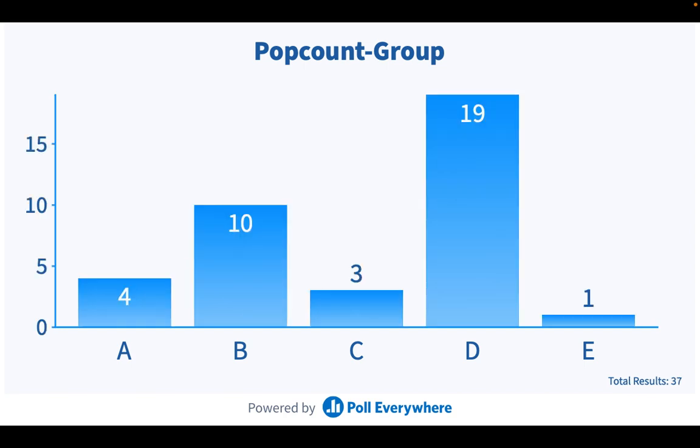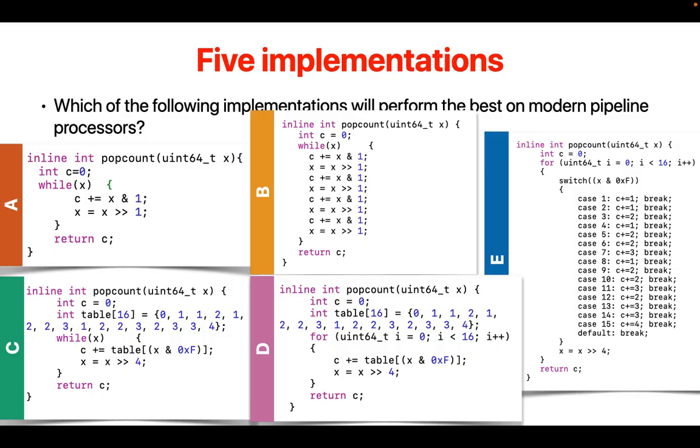We got more of you picking D, and a lot of you picking C. So, B. What do you think? What's an advocate of D? Can you tell me why? Constant loop bound. Yes. Why is it good?